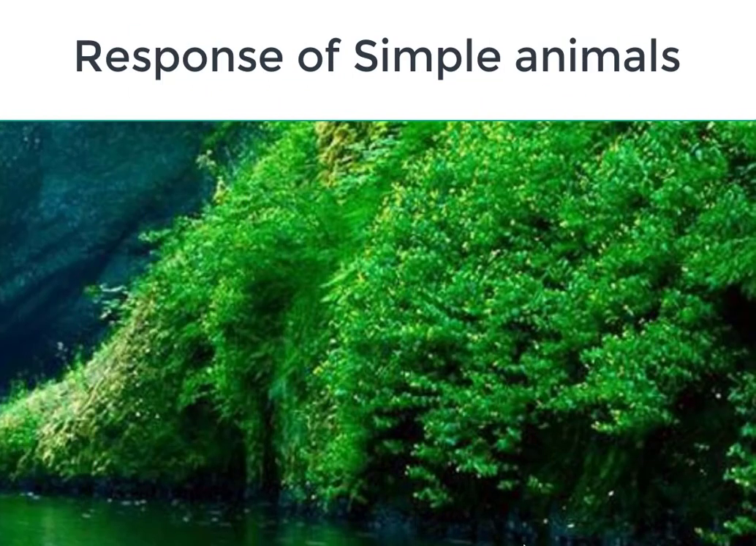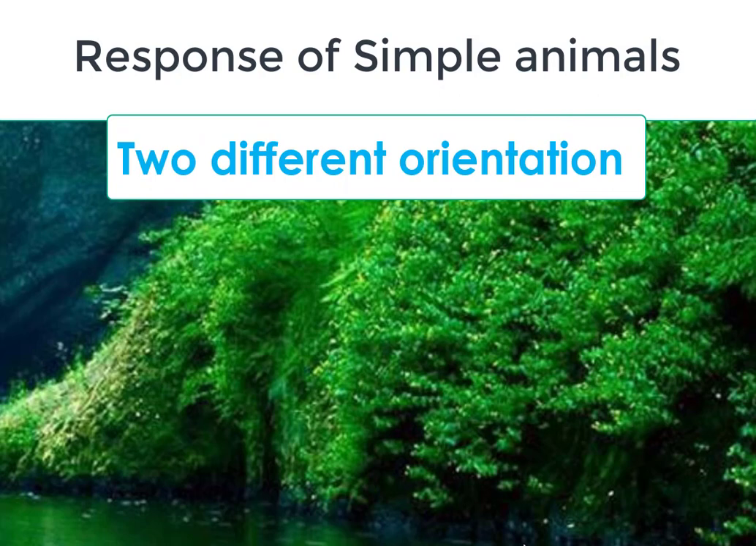Let us see how simple animals respond to stimulus, like plants. How do simple animals respond to stimuli? There are two different orientation types of responses in simple organisms that are given below. The first orientation mechanism that simple animals use is taxis.